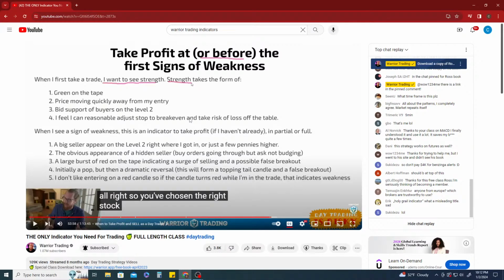The tape, what it means by that is the tape reading, which is the time and sales and price moving quickly from the entry. So that means if you buy in, it just explodes. That's a good strength of engine. And the big support of buyers on level 2. So there's a lot of stacking. If it's stacking at $5, you want to see a lot of people buying at $5 on the level 2. And the fourth one's more about keeping your wrists nice and tucked and good.